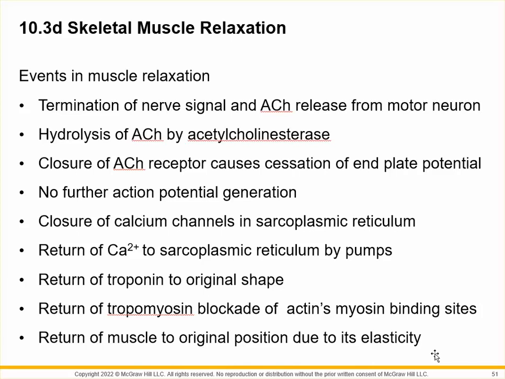No action potential. The calcium channels in the sarcoplasmic reticulum close, and the calcium is pumped using ATP back into the sarcoplasmic reticulum, which removes the calcium from the troponin. The troponin returns to its original shape. The tropomyosin then blocks the binding site, and the muscle, no more cross bridges, the muscle elastically returns to its original length, its resting length.